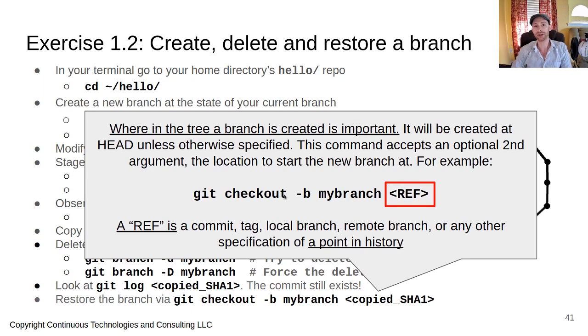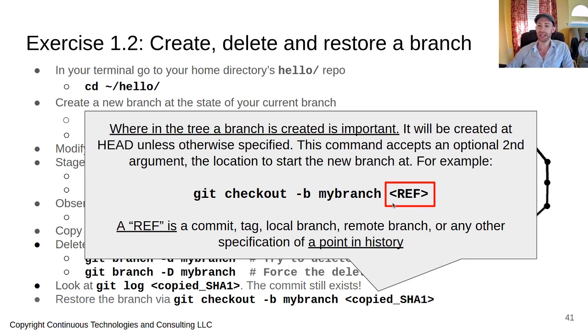So what I want to point out in this exercise is where in the repo tree a branch is created is crucially important. And it's one of the things that trips up people new to Git pretty often, which is that when I create a branch, where is that branch? Well, it's going to be created at head, which of course is the commit you're currently checked out to, unless otherwise specified. So like I mentioned, this git checkout -b command will accept an optional extra argument, which is the location of where to start the new branch.